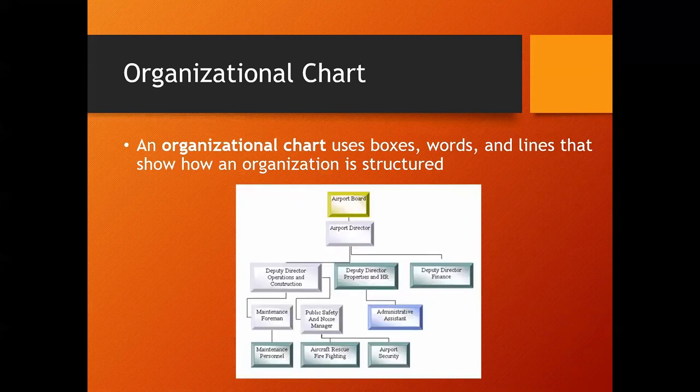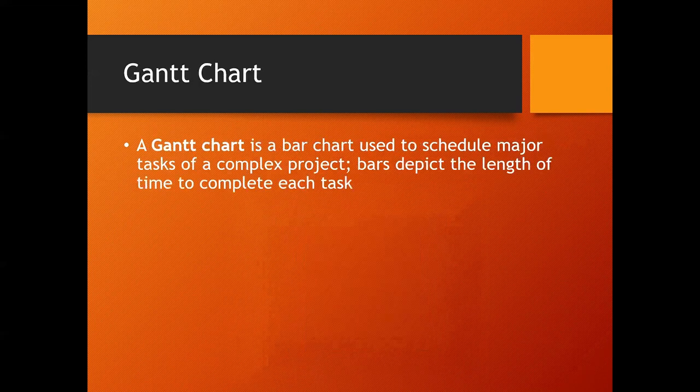An organizational chart uses boxes, words, and lines to show how an organization is structured. This is very similar to, say, your family tree. So you've got your higher ups higher up on the org chart, closer to the top, and your lower employees more towards the bottom. You can see here the airport director reports to the airport board. And one step below the airport director, the 3 deputy directors all report to the airport director. So that would be how you would read an organizational chart.